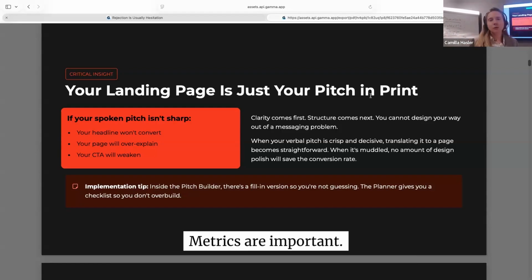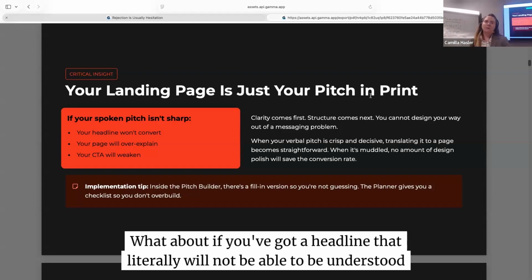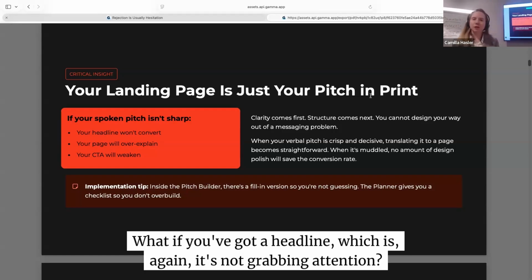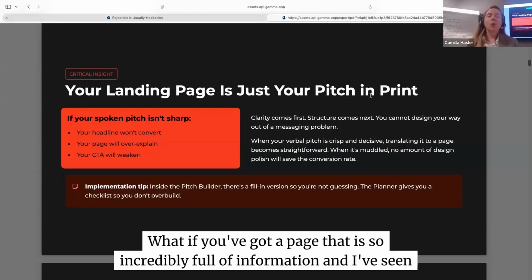Yes, metrics are important. But what about the messaging? What if you've got a headline that literally will not be understood by your ideal buyer? What if you've got a headline that's not grabbing attention? What if you've got a page that is so incredibly full of information?